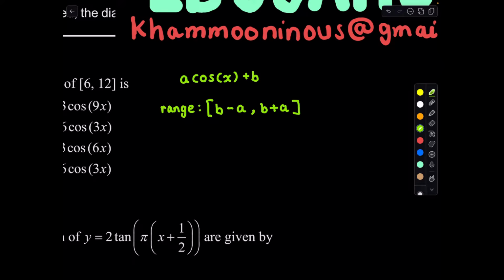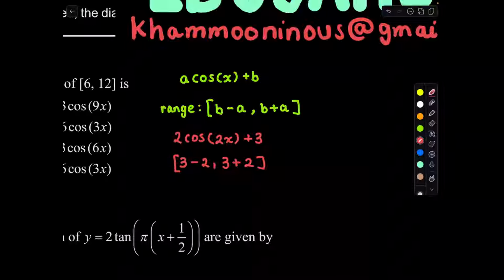Let's do one example together. If I gave you 2 cos(2x) plus 3, let's find the range quickly. Remember what we're going to do? It's the translation, in this case 3, minus the amplitude, which in this case is 2. And the same, 3, the translation, plus 2. And that is it. That is how you find the range. So 1, 5.